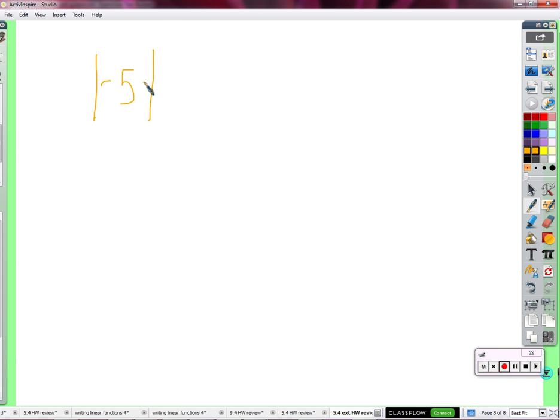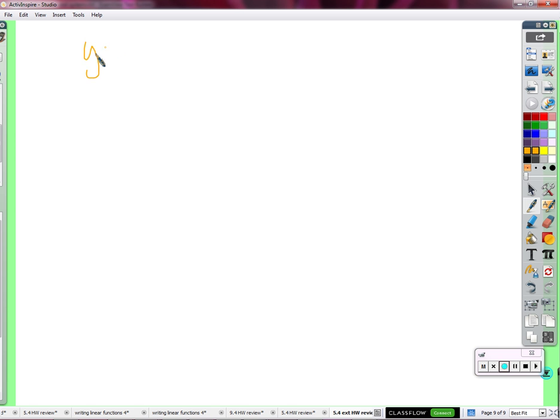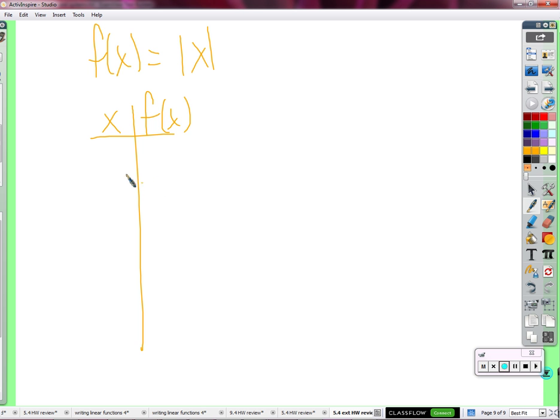So it's a distance from 0. So absolute value is the distance from 0. Let's fill out a little table as we start to think about graphing this. f of x equals the absolute value of x. Let x be negative 3, negative 2, negative 1, 0, 1, 2, 3. Absolute value just always makes positive whatever number is inside of those vertical lines.